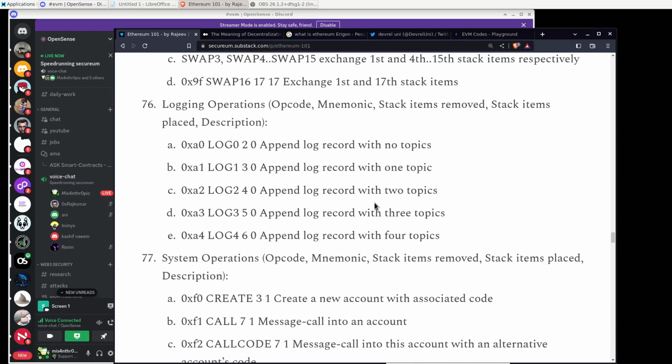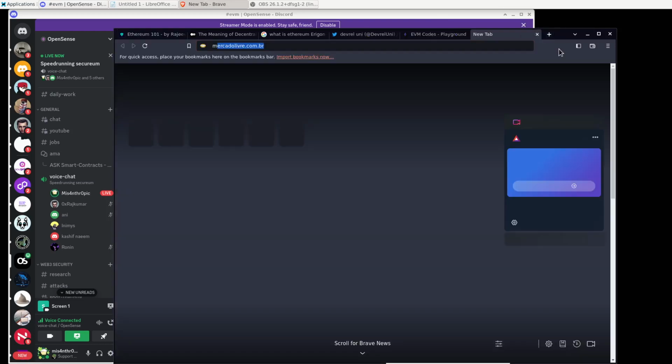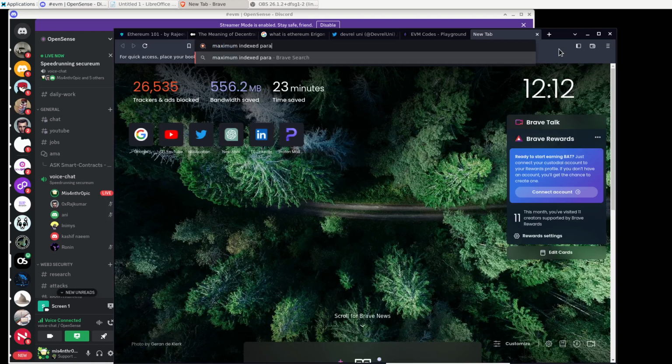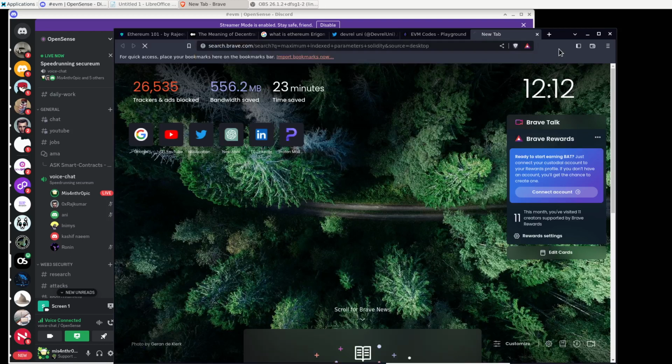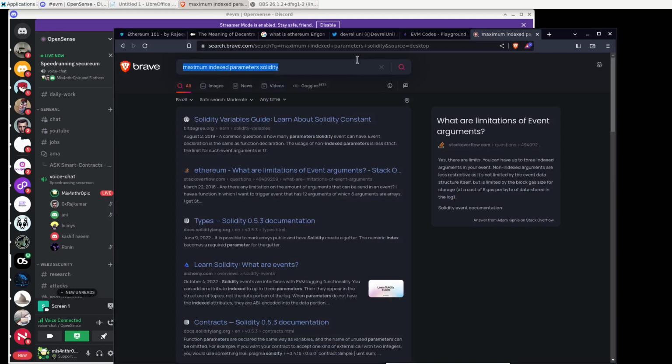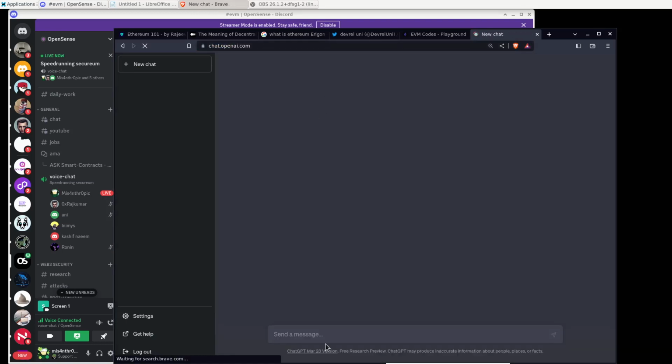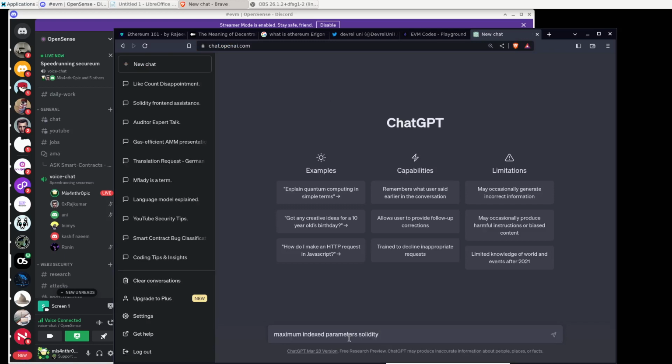Logging operations. This one is really interesting. Here we can also think about the maximum amount of indexed words you can have in Solidity. I don't know if this is 3 or 4. I think it's 3, the maximum for an event. Or I think it's 4. Let me search the maximum indexed parameters in Solidity. Why am I not using ChatGPT? Why am I using this old stuff?